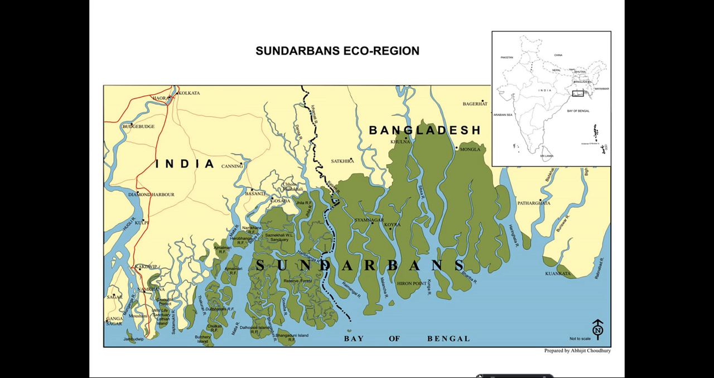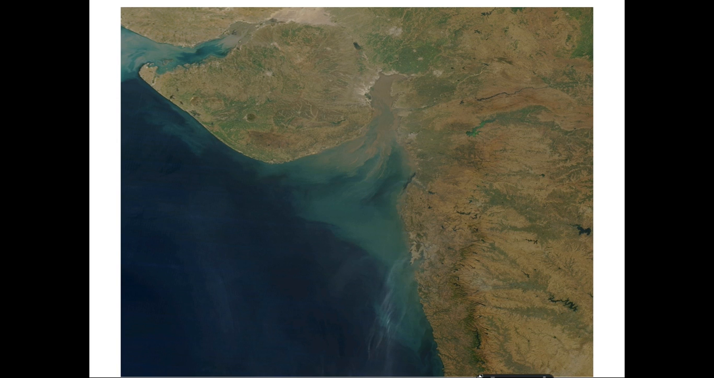Talking about India, you may find the Sundarbans, and in Bangladesh also, at the Bay of Bengal, you will be able to find certain tidal power generation. This is one more tidal power site at the Bay of Kutch, and over here we have the Arabian Sea.